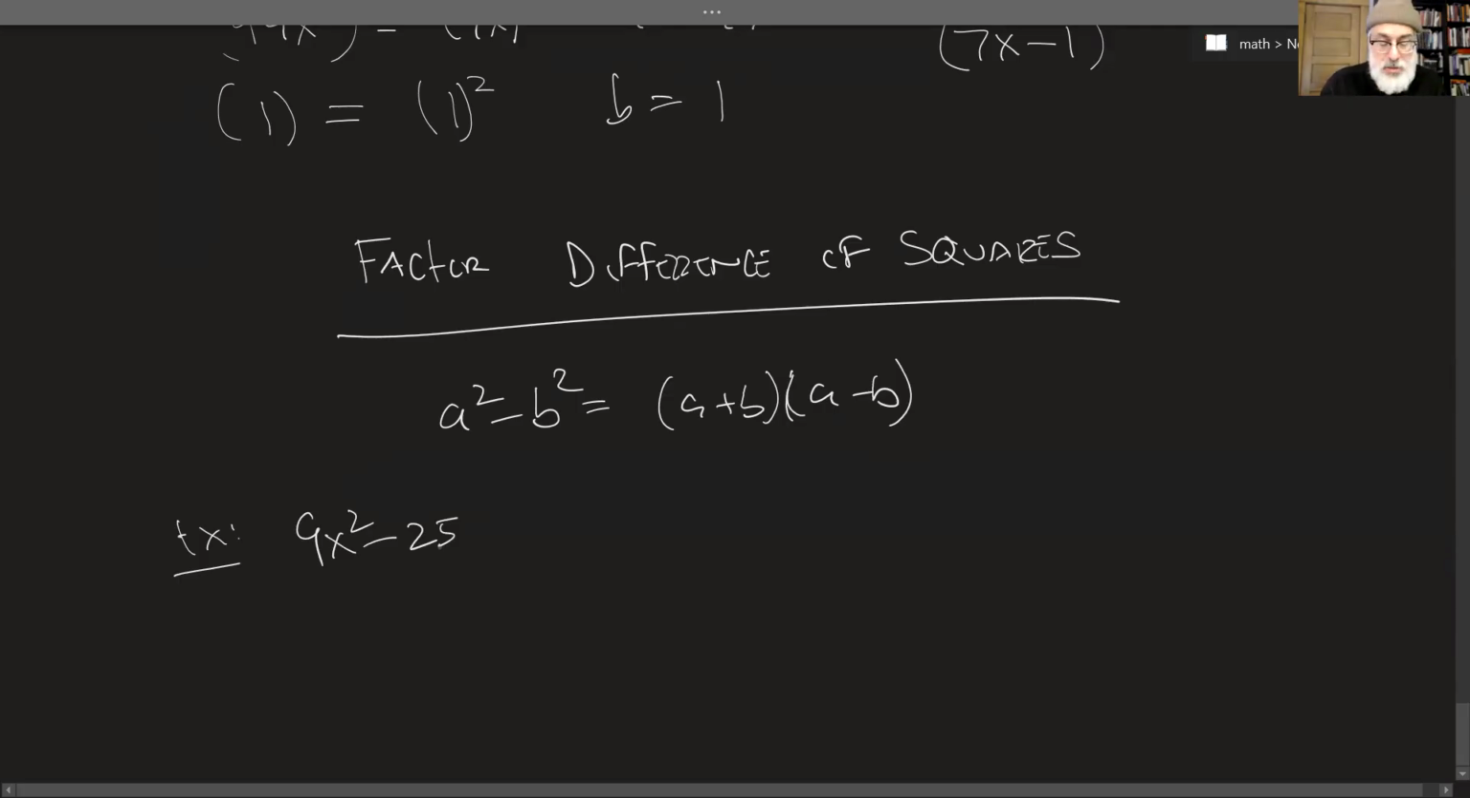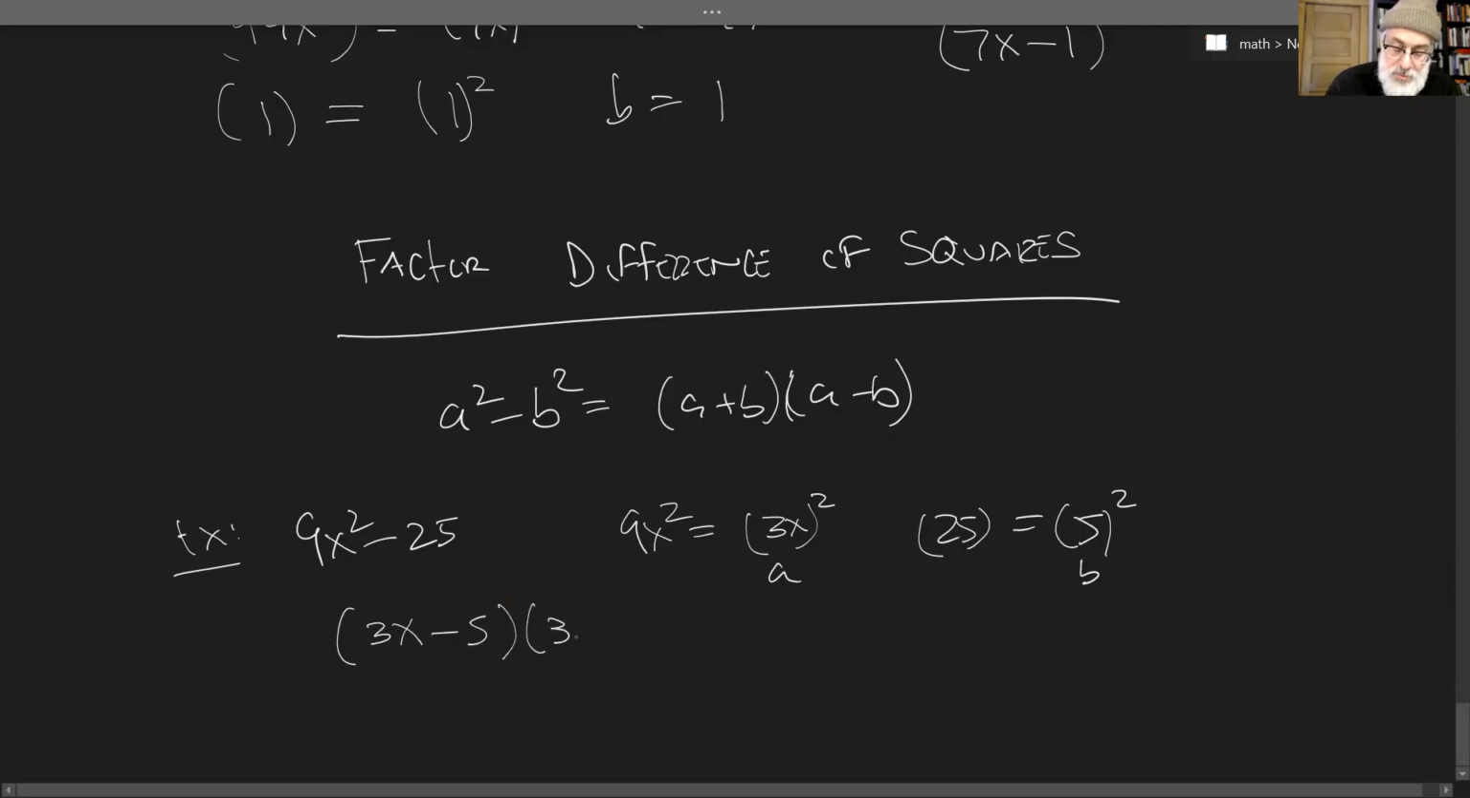So 9x squared minus 25. Now, do I have a square and a square? Well, this is equal to 3x squared. And 25 is equal to 5 squared. So yes, a here is 3x, b here is 5. So I should be able to factor this into 3x minus 5 and 3x plus 5.